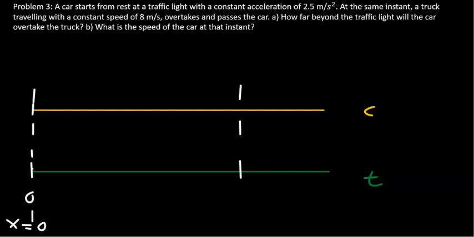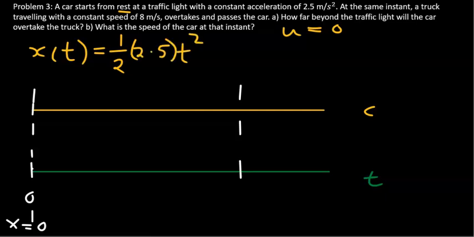Let's write down the kinematics equation for car and truck. So for the car, the equation representing the position of the car is given by the following. It starts from rest, so the initial speed is 0. It has acceleration, so half a is 2.5 t squared. There is no ut term. And the initial location is where the traffic light is, so it's x equals to 0. So 0.